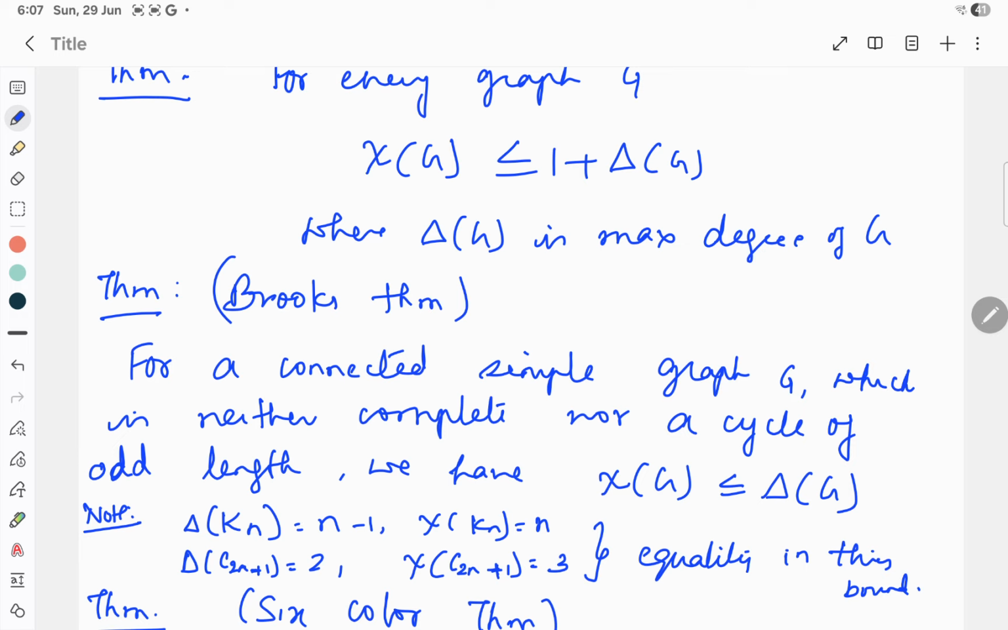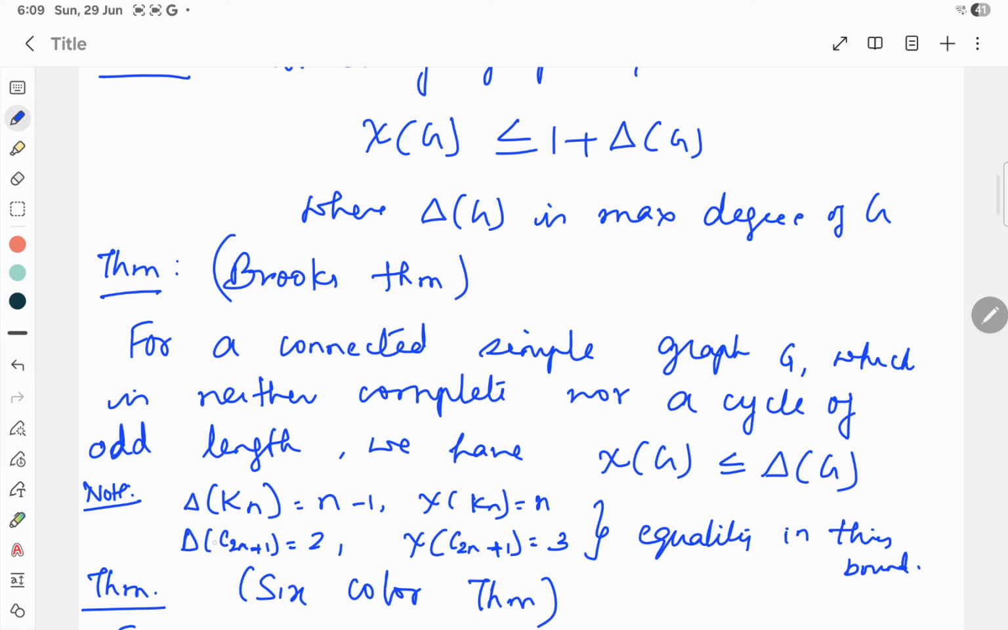Now consider the maximum degree of a complete graph. The maximum degree of a complete graph is n minus 1, and the chromatic number of the complete graph is n, that we have seen. So the chromatic number of Kn is less than or equal to 1 plus the maximum degree. If you substitute that, n is less than or equal to 1 plus n minus 1, so n is equal to n. So we have equality in this case.